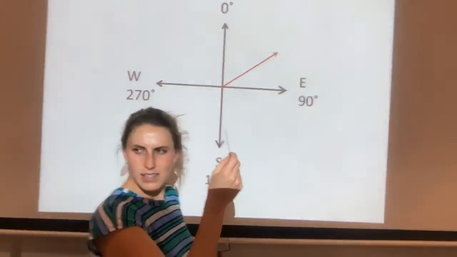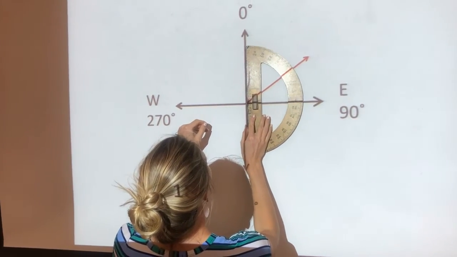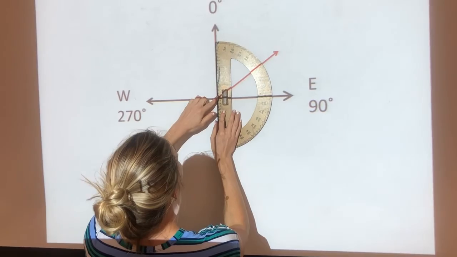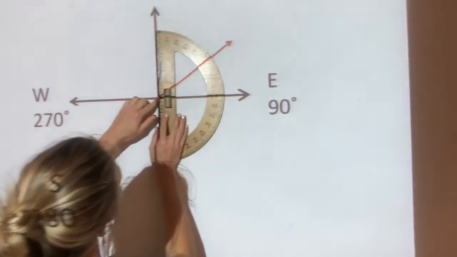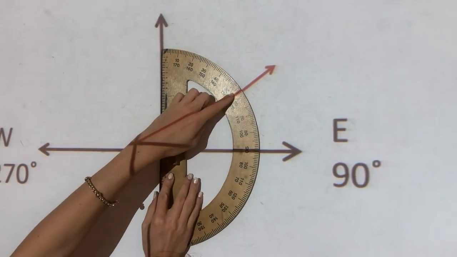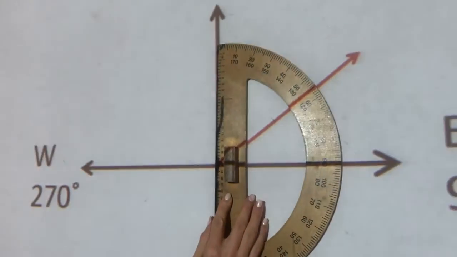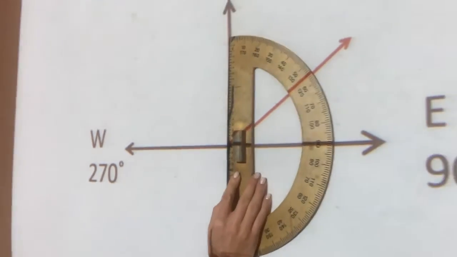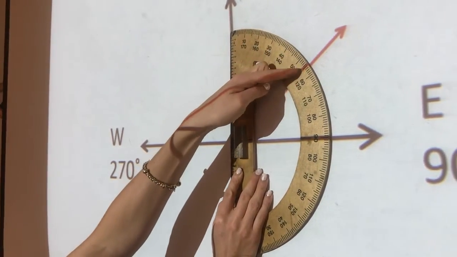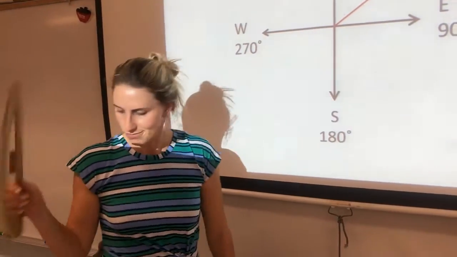Don't we have a bigger one of these? We do. There we go, that's what I want. Where's the zero? Right there. If I line this up right here, it's about 55 degrees. It's between 0 and 90 here, and that's 55 degrees. Northeast would be 45 degrees, right in the middle, but it's not. It's 55. So, how do we talk about direction?